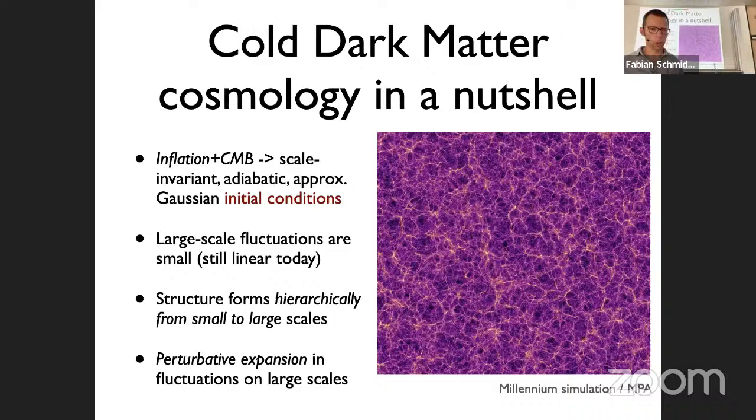And so what happens is that the smallest scales evolve fastest, and they have the longest time to evolve. They form bound structures like these big overdensities that we call dark matter halos, which are fully nonlinear objects. And then these halos start small and begin to hierarchically assemble into larger and larger halos. But the large scales remain relatively small in their density perturbations, which means we can do a perturbative expansion in the large scale density fluctuations.